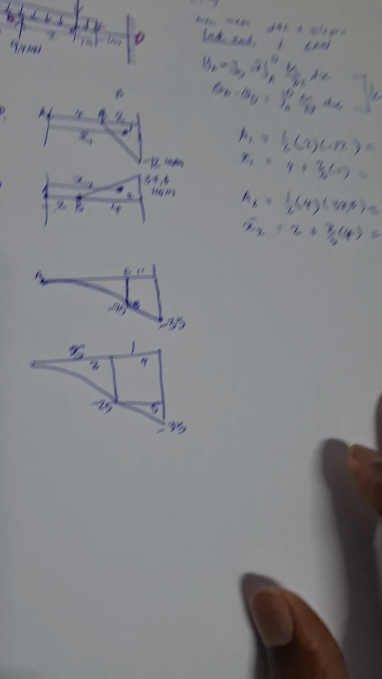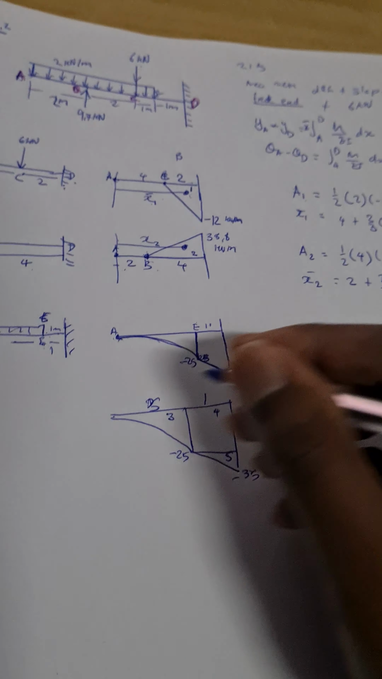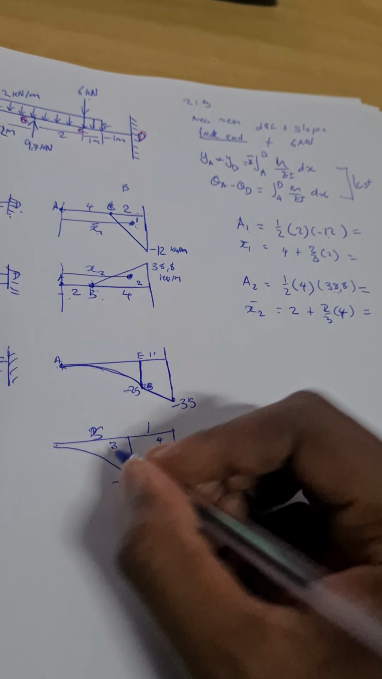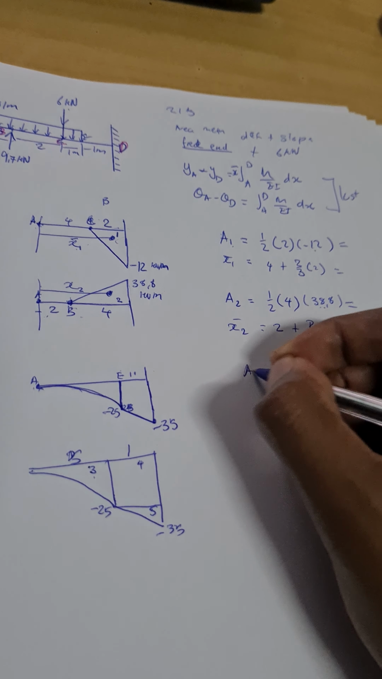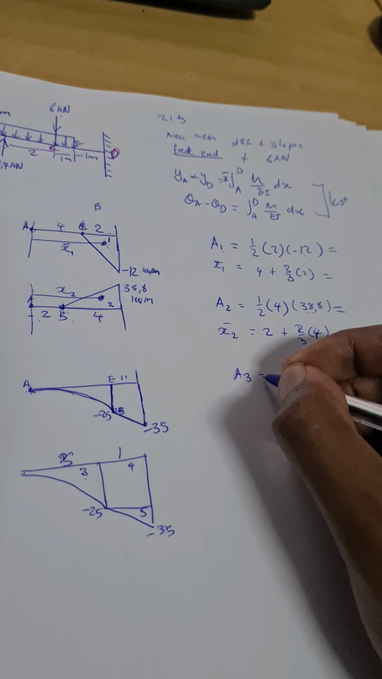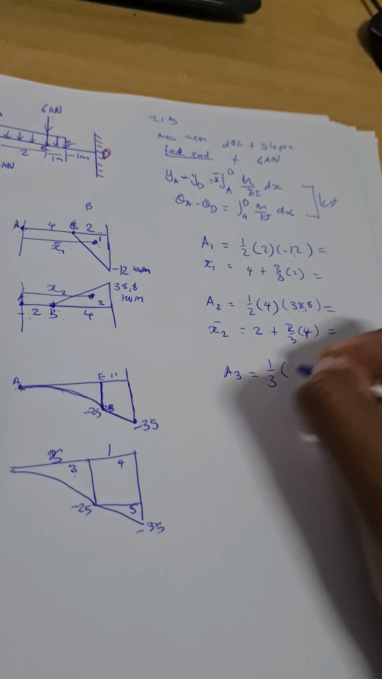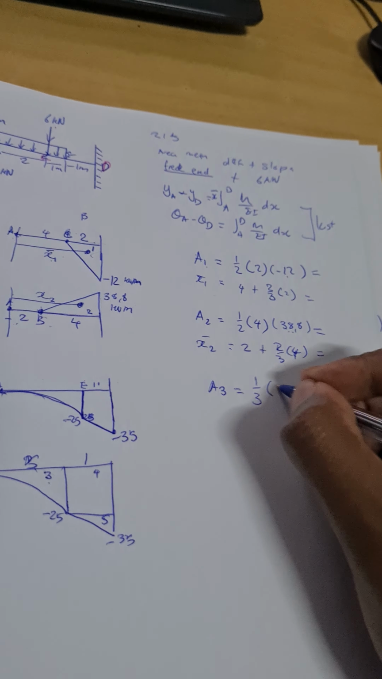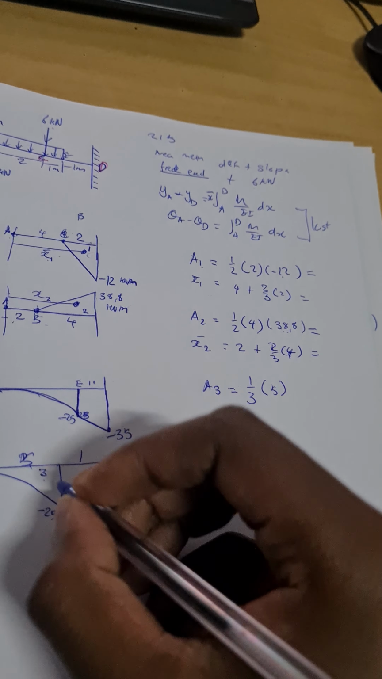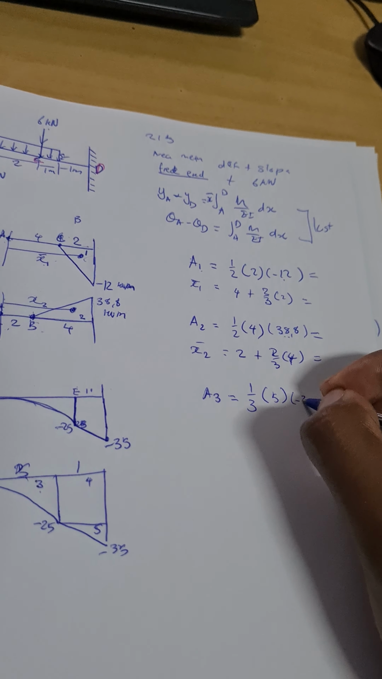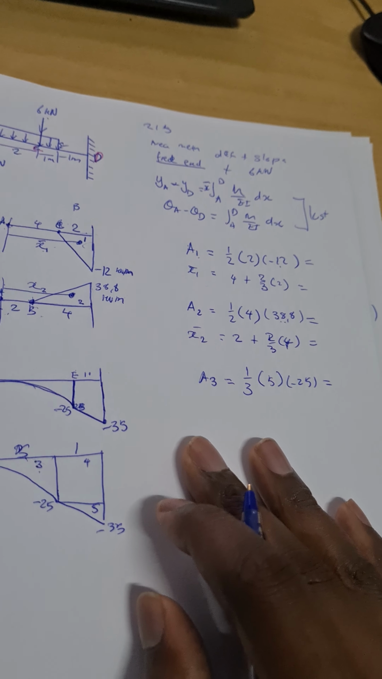Right? Then again, how many areas do we have? We have area 3, which is equal to what? This is a curve, a parabola, so 1/3 times what is the base of it? It's 5. What is the height? It's minus 25. You have your answer.